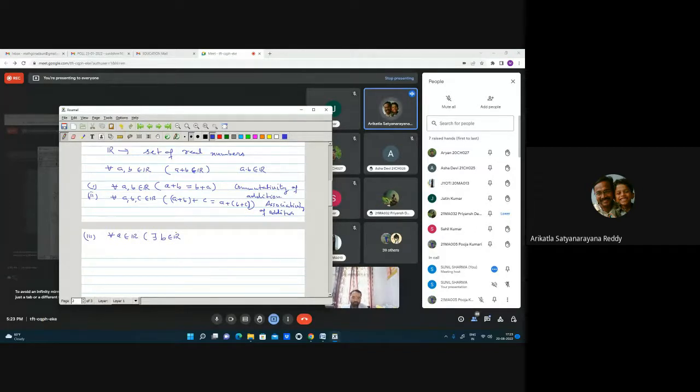We are writing properties at this juncture. So we are saying that for any given real number, there is another real number such that if you add them, we will get 0, right? Okay, sir. Such that A plus B is equal to 0.